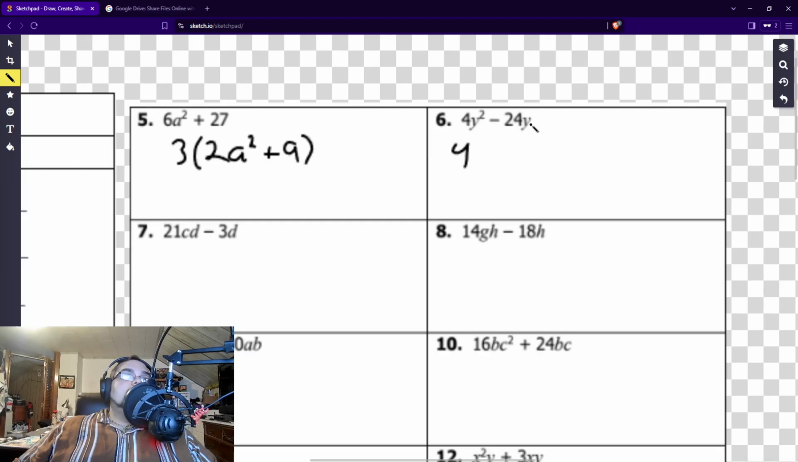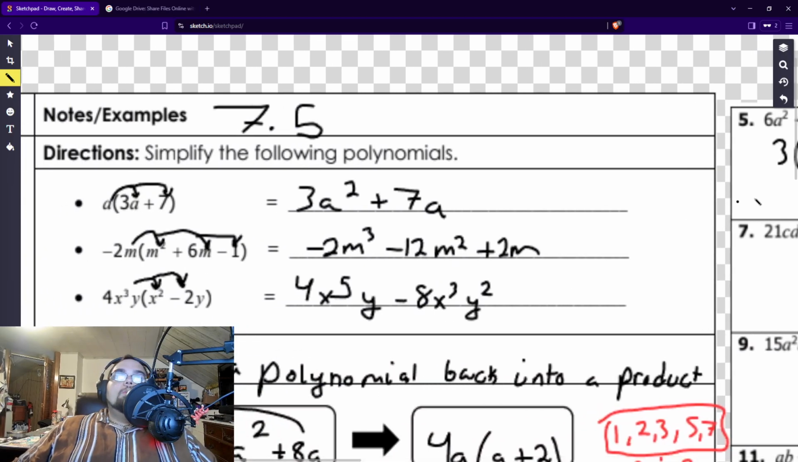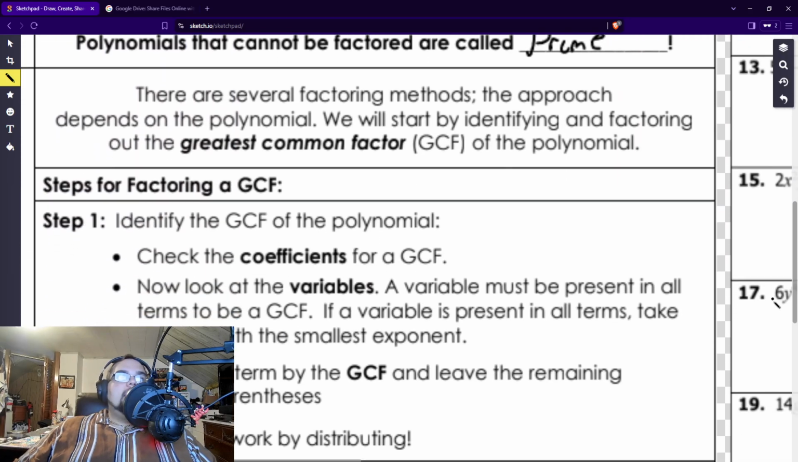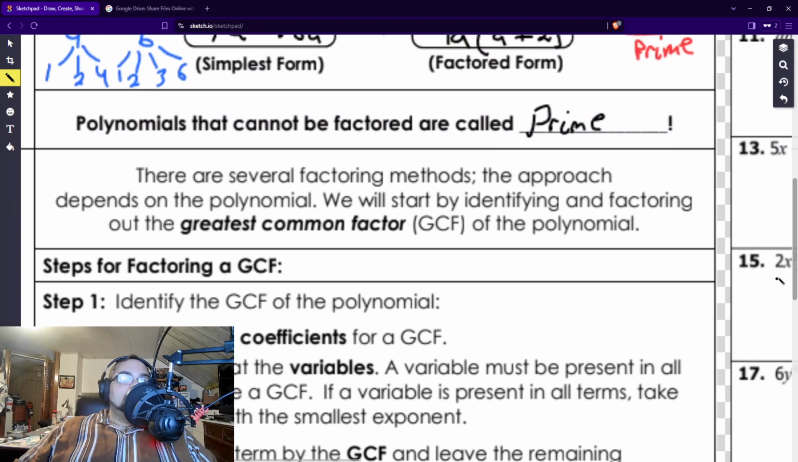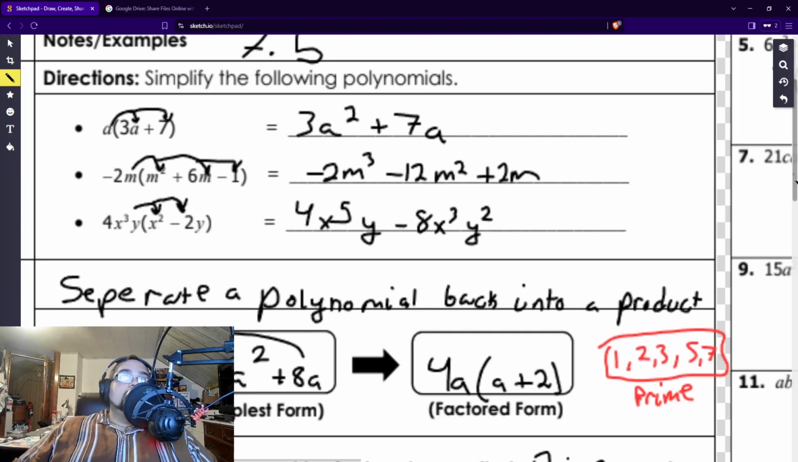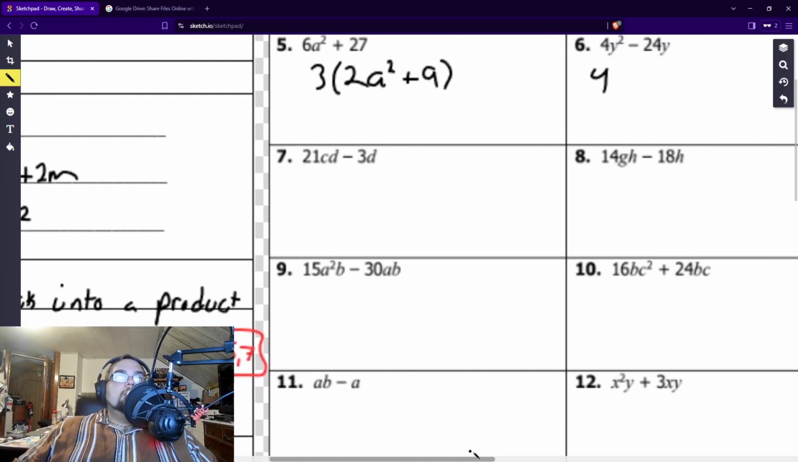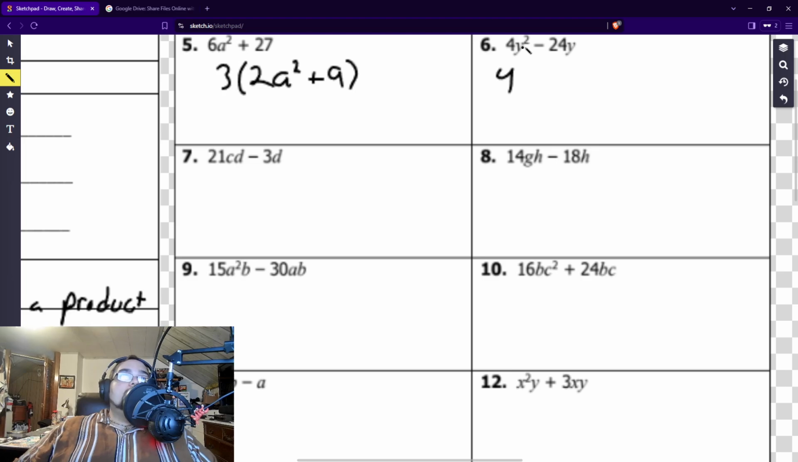Y squared and y. Okay? So if you remember from what our rules said, we are going to pull out the smallest version of the variable if the variable is present for all those terms. Okay? So our variable here is y. There's a y here. There's a y here. Great. Our smallest degree is 1. So we're going to pull out a y.